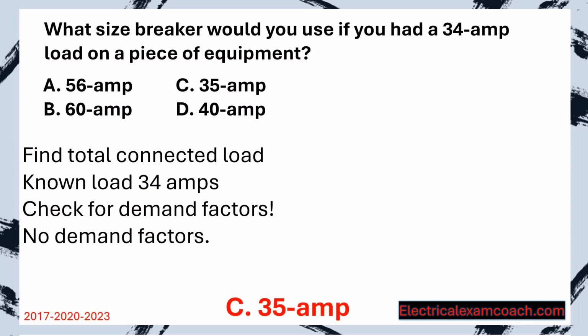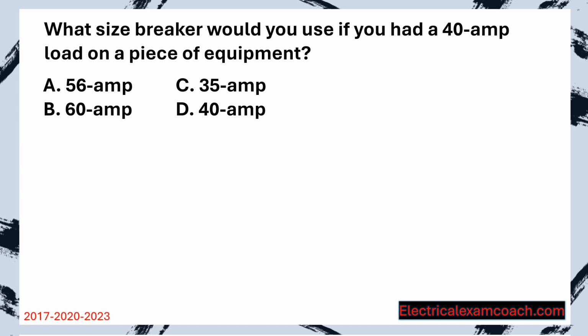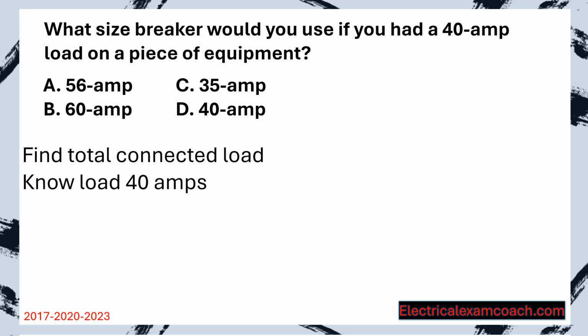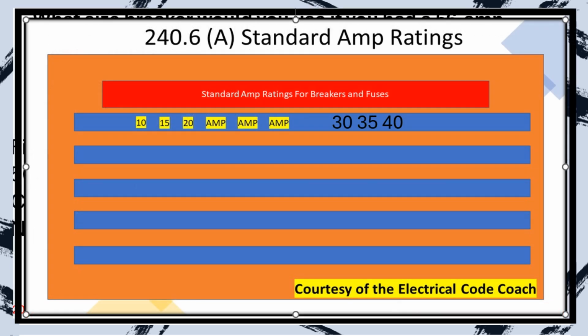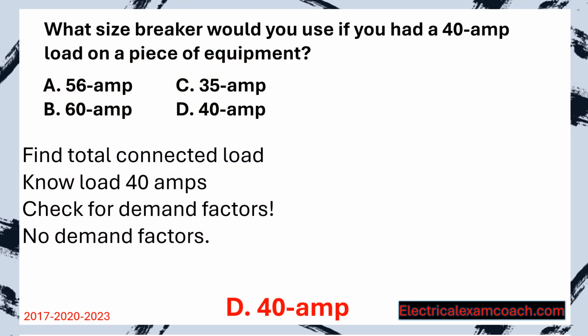Let's get to it. What size breaker would you use if you had a 40 amp load on a piece of equipment? Step 1, find the total connected load. The known load right now is 40 amps, but we check for demand factors. In this case, there are no continuous loads or specific pieces of equipment, therefore there are no demand factors. We're going to head to table 240.6(A). Even though we feel confident that it's a 40, I want you to always be in the practice of flipping to the table and verifying that you have the correct size breaker. In this case, we land right on a standard size, so we're going to select 40. And we select D. Great job.